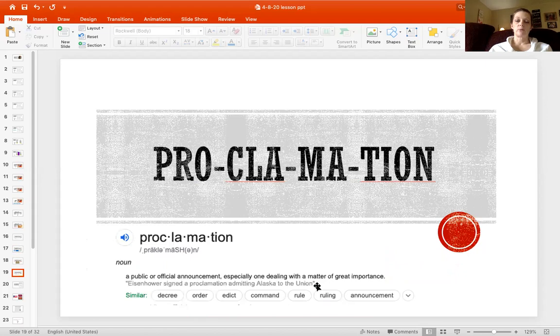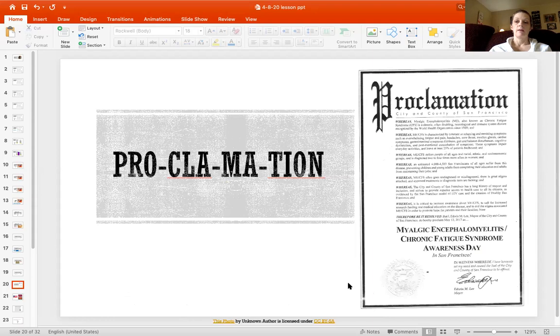Now, the second part of this word that always goes with it is proclamation. Again, I've broken that down into syllables so you can see it. And this is a noun. It is a thing. It is a public or official announcement, usually a matter of great importance. And I have a feeling that it was a great thing to proclaim or to let everybody know and announce when this happened in the Civil War that the slaves were finally free. This is what a proclamation might look like. This one comes from San Francisco.